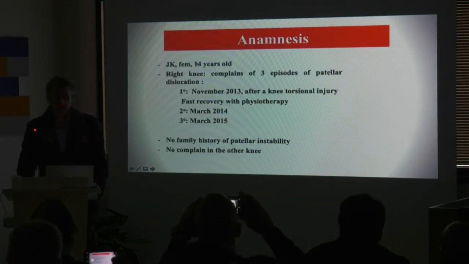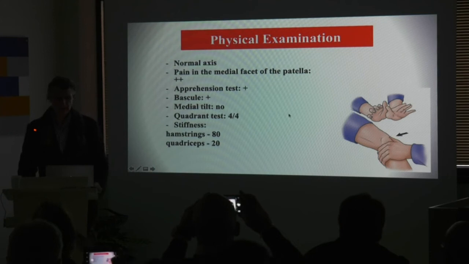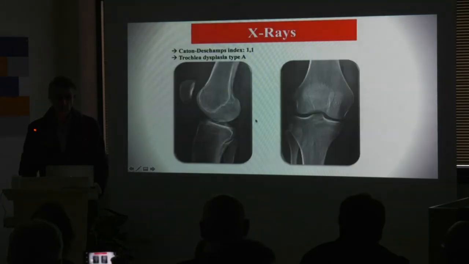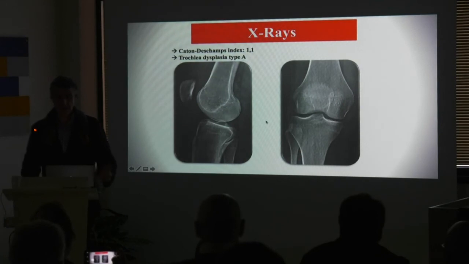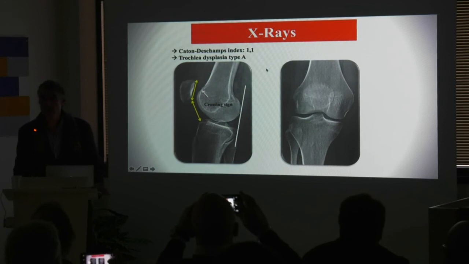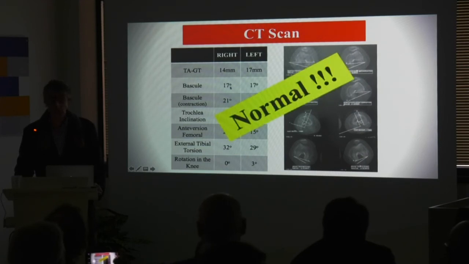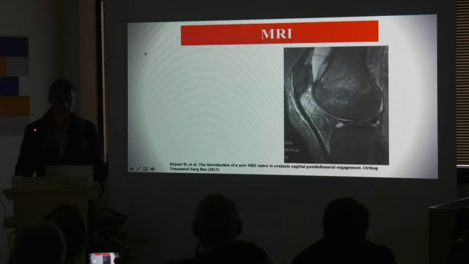It's interesting. 14 years old, 3 dislocations. The clinical exam: apprehension test, she has a little bit of tilt, quadrant test. Look at the x-rays. This is what you are looking for. Patella height 1.1, so a little bit high. Trochlear dysplasia, only the crossing sign, so it's a type A trochlear dysplasia. If you look at the CT scan, you will see that all the values are normal. Okay, but she has 3 patellar dislocations.